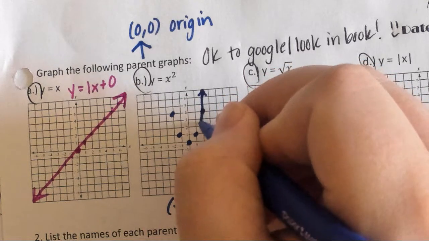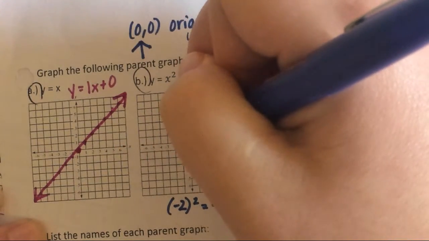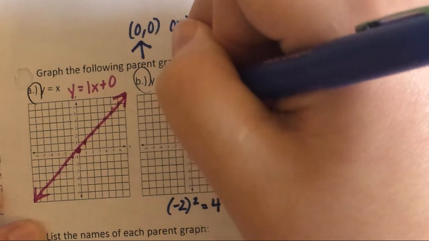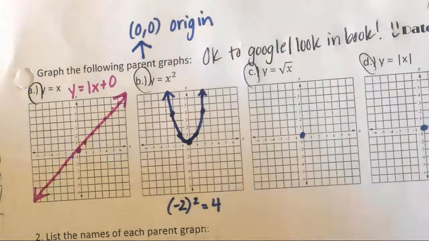I have a problem in life. Somehow mine always end up looking more V-ish than U-ish than they should. It's supposed to look like a U. Not supposed to be ugly, but it is today. So that is our quadratic function.